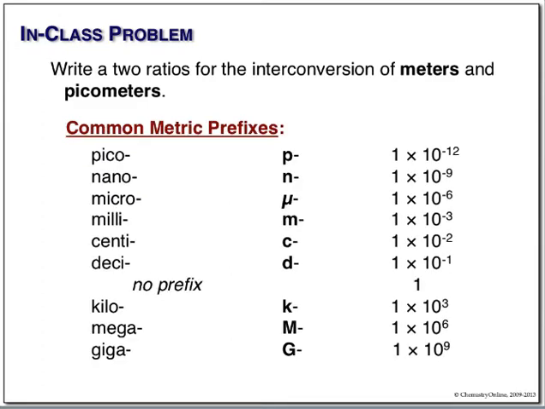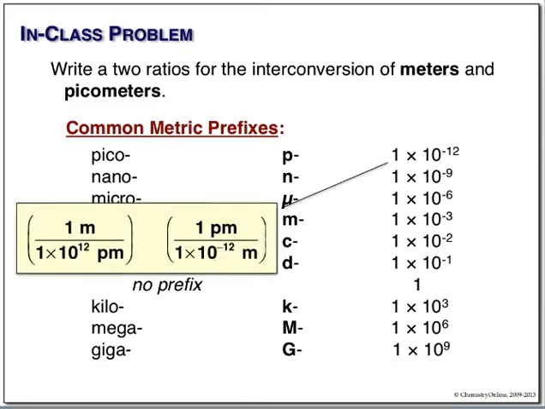Let's look at a simple example here for the conversion of meter and picometers. We look at our table, we remember that pico stands for 10 to the minus 12. We could therefore write 2 ratios that would look something like this: 1 meter, 10 to the 12 picometers, 1 picometer, 10 to the minus 12 meters, and of course their reciprocals.